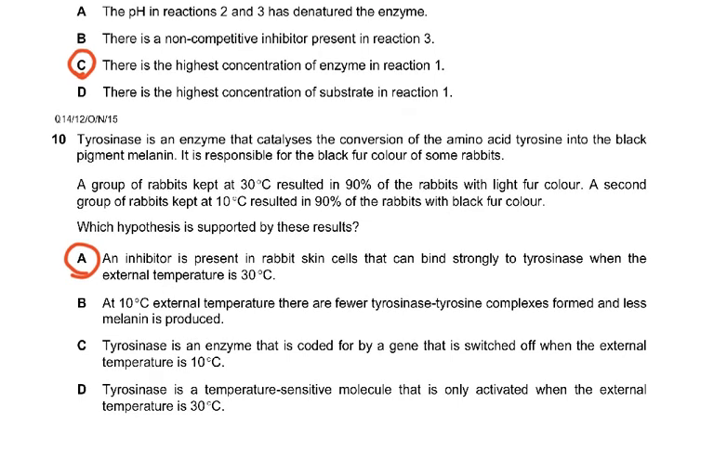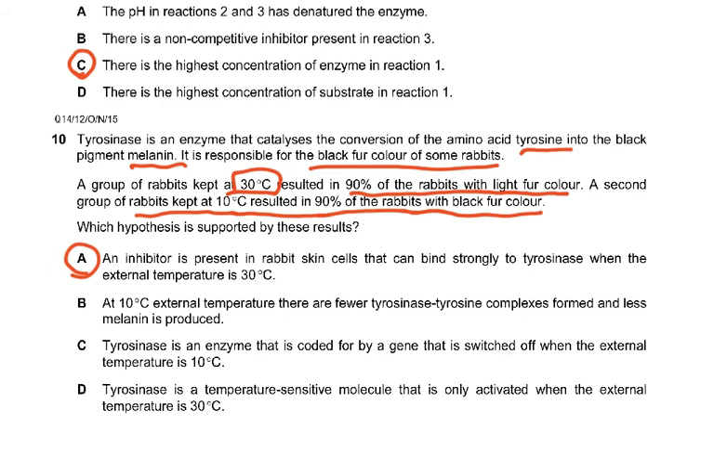Then question 10. Tyrosinase is an enzyme that catalyzes the conversion of the amino acid tyrosine into the black pigment melanin. Now this, of course, you will also study in A2. It is responsible for the black fur color of some rabbits. A group of rabbits kept at 30 degrees resulted in 90% of the rabbits with light fur color. A second group of rabbits kept at 10 degrees resulted in 90% of the rabbits with black fur color. One had light fur color and one had black fur color. Which hypothesis is supported by these results?